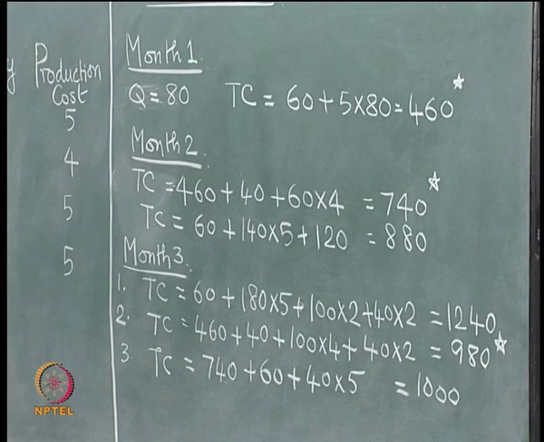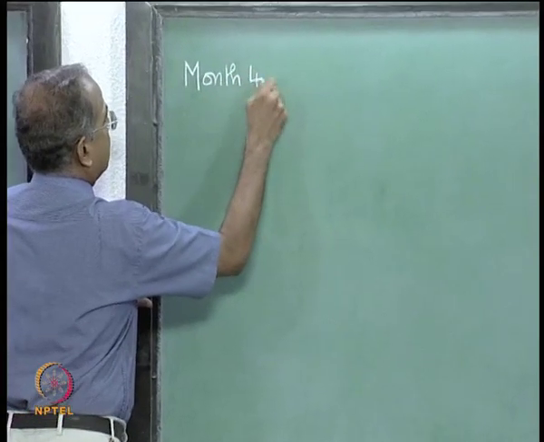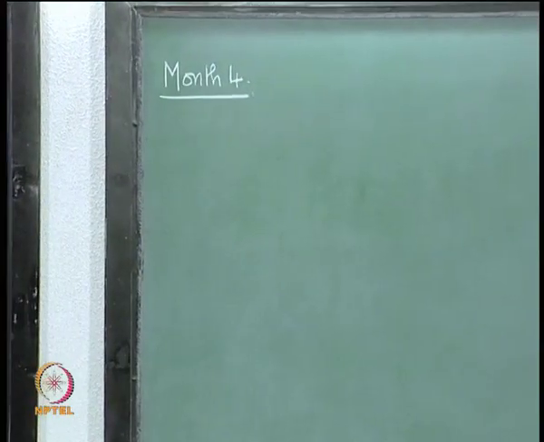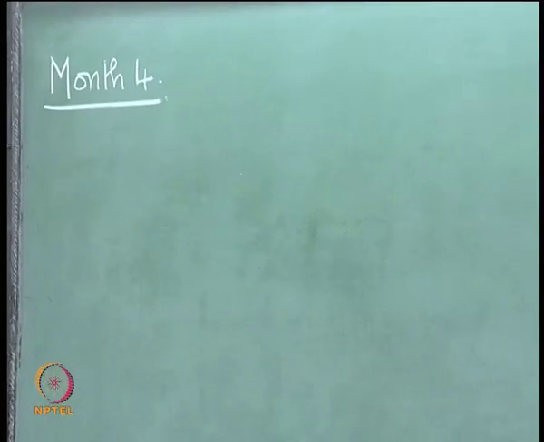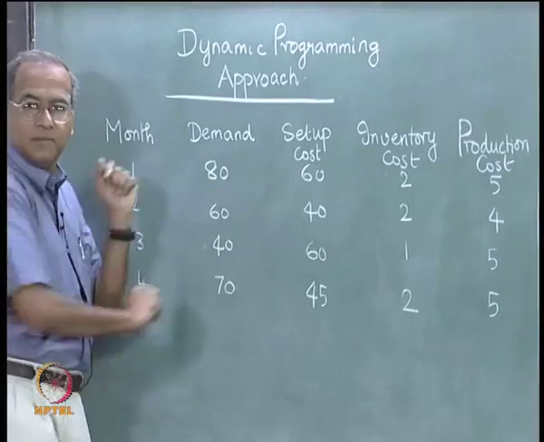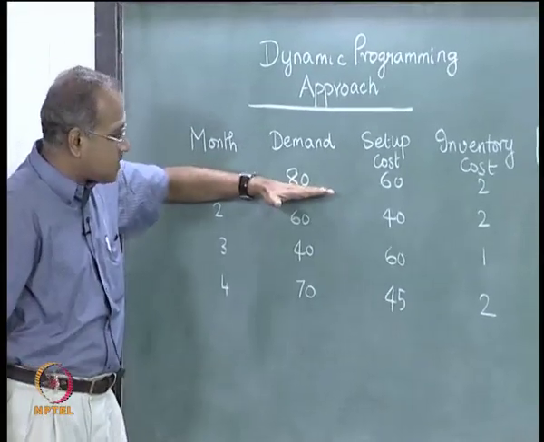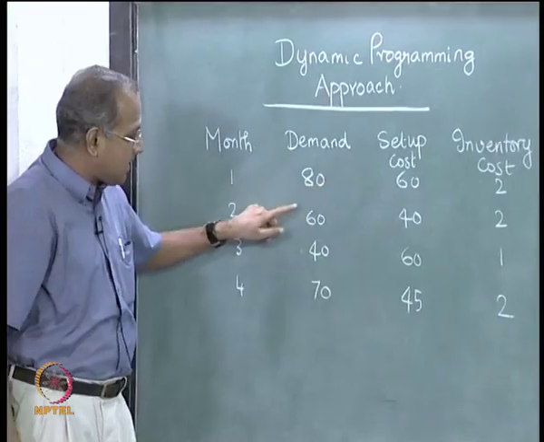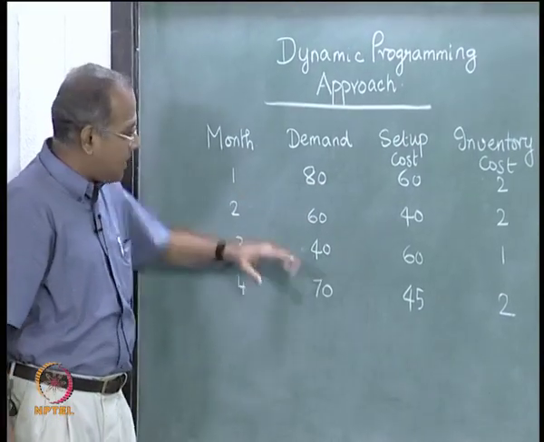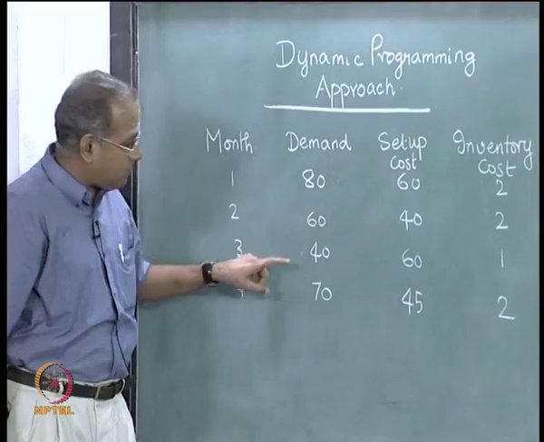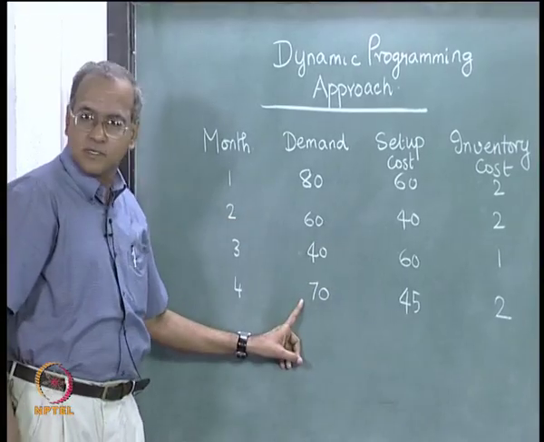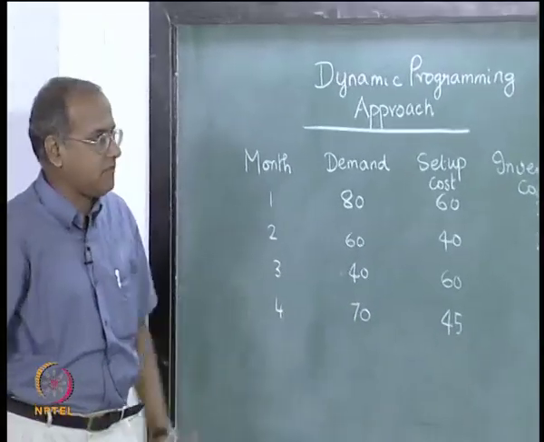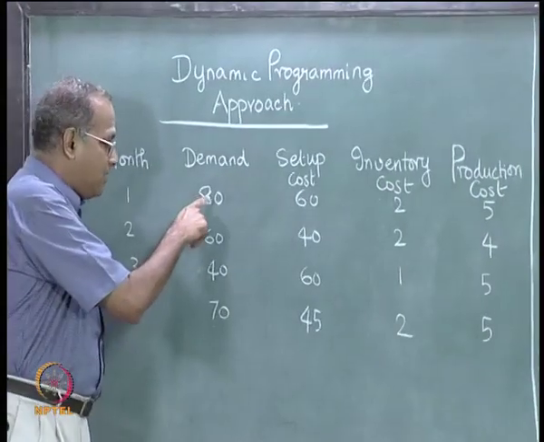Now, we go to month 4. Now, we compute the total cost for month 4 in 4 ways. One is to produce all of these in the first month itself and carry. The second is to produce up to this optimally and then produce the rest here. The third is to produce up to this optimally and produce the rest here, and the fourth is to do up to this optimally and produce this. So, we will compute the cost for all of them. So, the first one will be to have all 4.